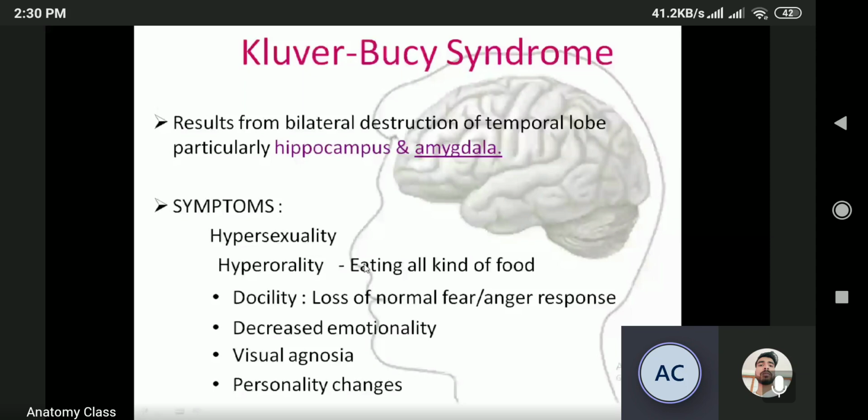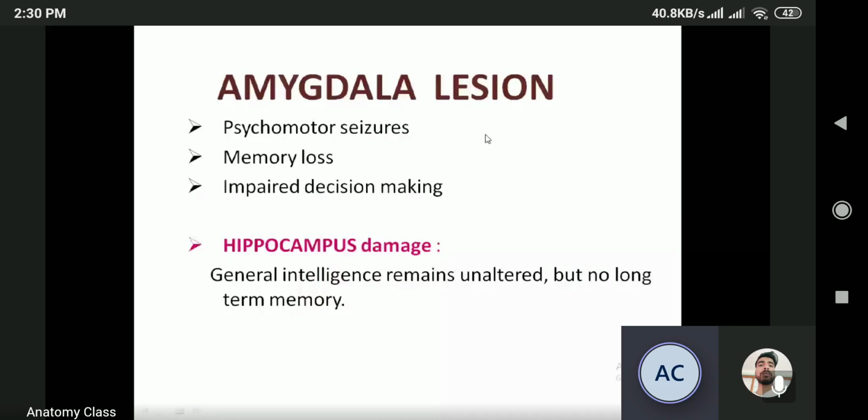Besides, if a lesion occurs at the amygdala, psychomotor seizures will appear, with loss of memory and impaired decision making. If only the hippocampus is damaged, the general intelligence of an individual remains as it is, but they cannot form long-term memory. They will not be able to form recent memory after the lesion to the hippocampus, and they cannot associate recent memory into long-term memory. These are some of the conditions associated with structures within the limbic system. So this is all about the limbic system.